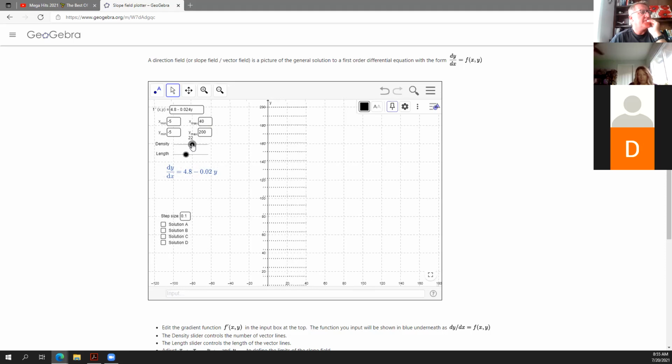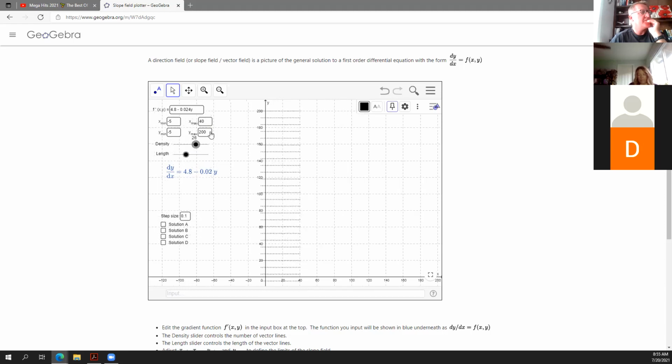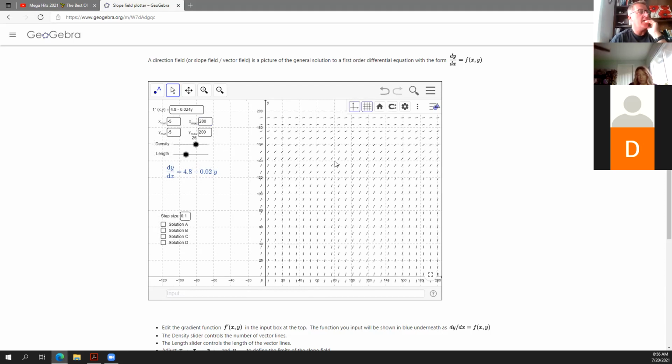And now notice this is a good place for density. And notice it's kind of ugly that it's not square. See how it's tall and thin? I'm not really liking that too much. So I'm going to add more to our time. Maybe I'll make it 200 as well, just so it looks square.